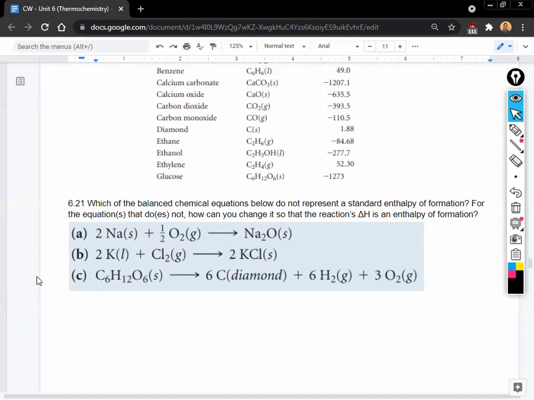Anyway, so let's go over C. Yes or no? Does this represent enthalpy of formation? No. There's a lot of reasons why. Anyone want to give one reason why it does not? Diamond. Yes, carbon's most basic form is not diamond. We said earlier that it was graphite, right? So that's automatically one reason why it's not. Great.